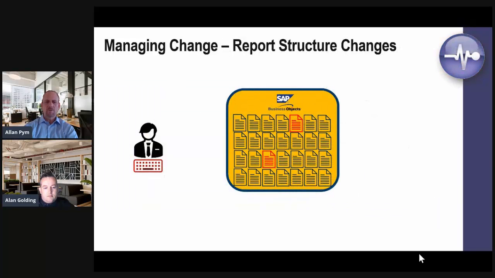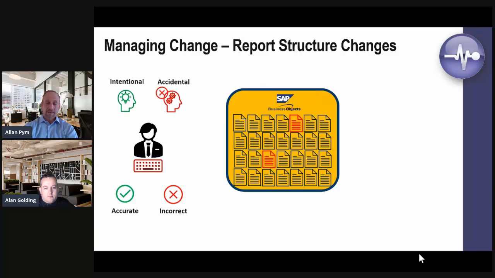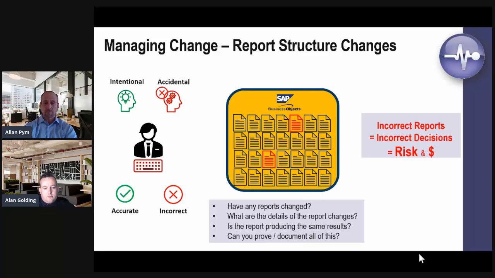Let's start talking about report structure changes. When we have someone who's gone in and made changes to that report, it always draws out the questions of, was the report change intentional, or was it an accident? Was it made accurately, or was it incorrect? These are important questions to understand and be able to address, because whenever there's incorrect reports, that leads to incorrect decisions. And of course, the risk and financial impact of that can be quite significant.